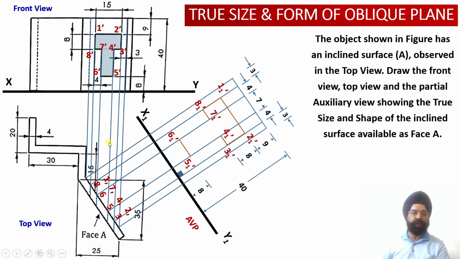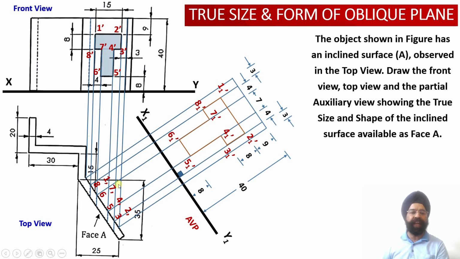So corresponding to this 5 dash, as I move into the plan view on the edge view, this is the location of the point 5. So from this projector line, as I am moving, I have to move 8 millimeter ahead of this auxiliary vertical plane x1 y1 in order to locate the point 51 dash over here. Now this way, all the 8 points corresponding to this apparent shape have been located over here.